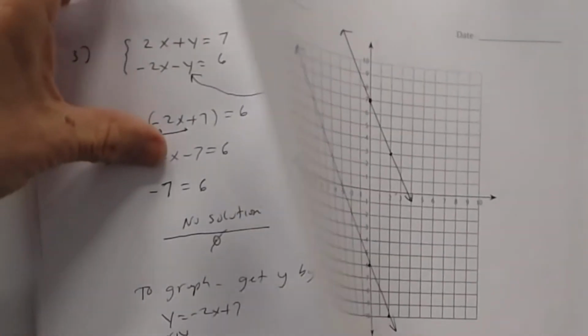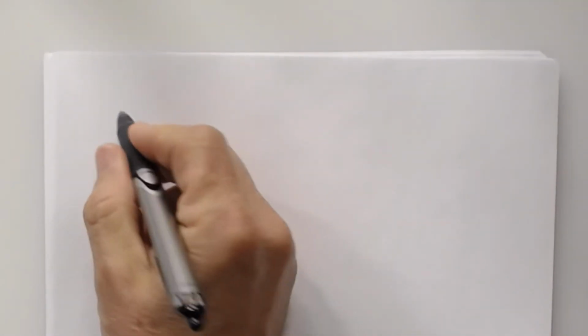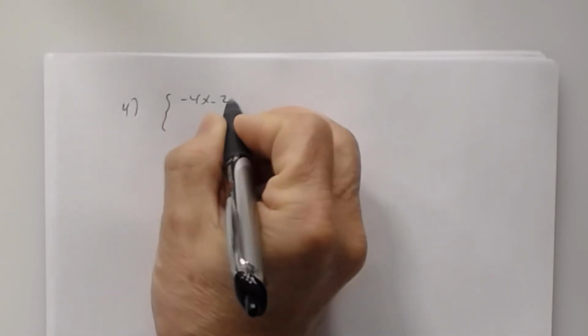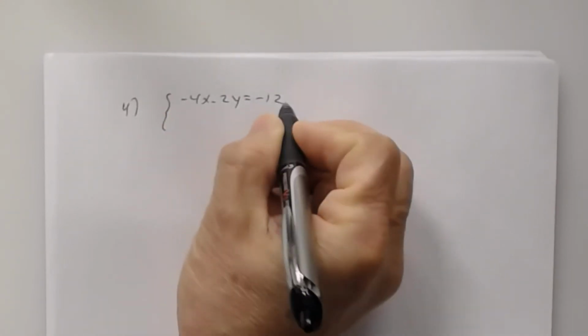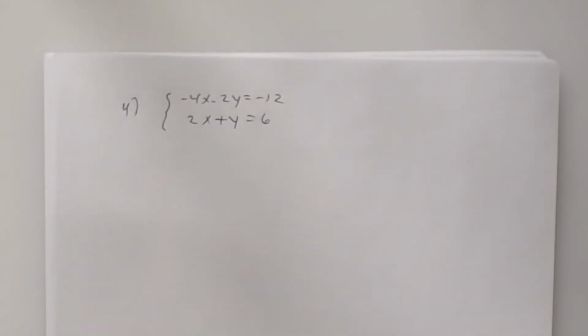Okay? All right. Now let's look at this one. Okay, so number 4. Let's make this number 4. Let's suppose we had negative 4x minus 2y equals negative 12, and then 2x plus y equals 6.